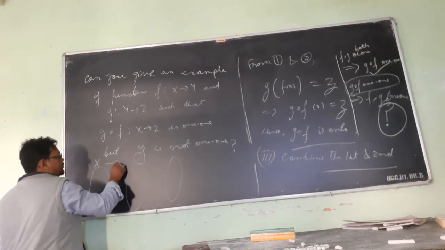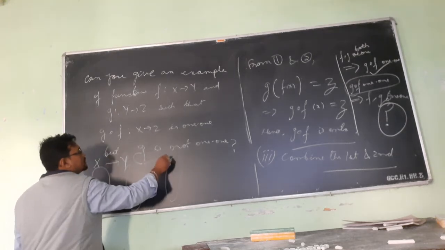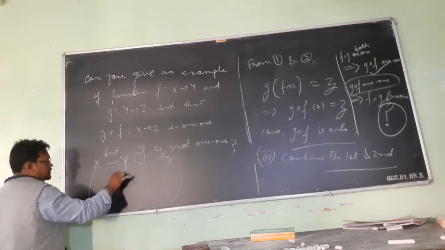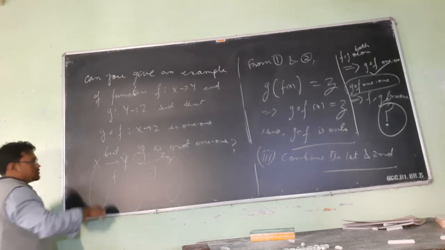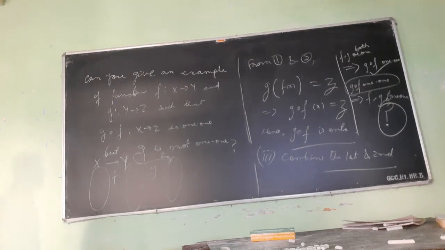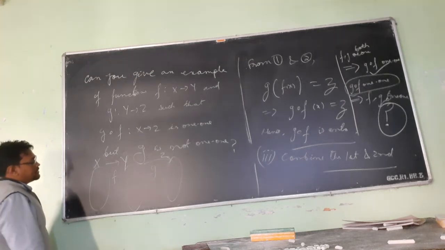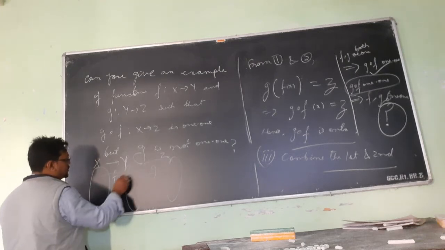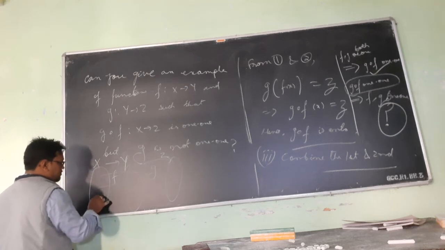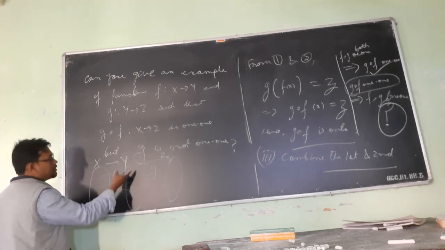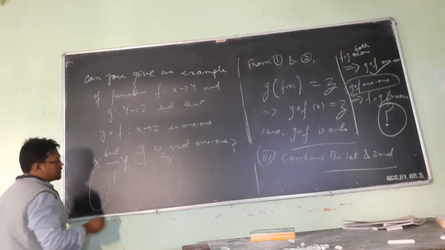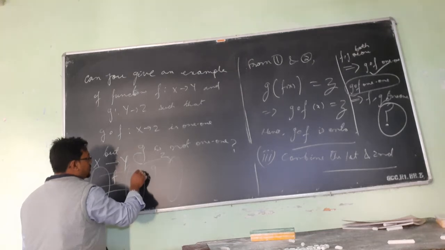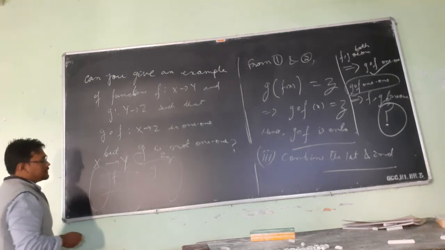I have f from X to Y and g from Y to Z. F goes from here to here, and g goes from here to here. So what is g∘f? I know that g∘f is 1-1, so it may happen. And f is also 1-1, because g∘f is 1-1, so f is 1-1, whether g is 1-1 or not. That is what we need to conclude.